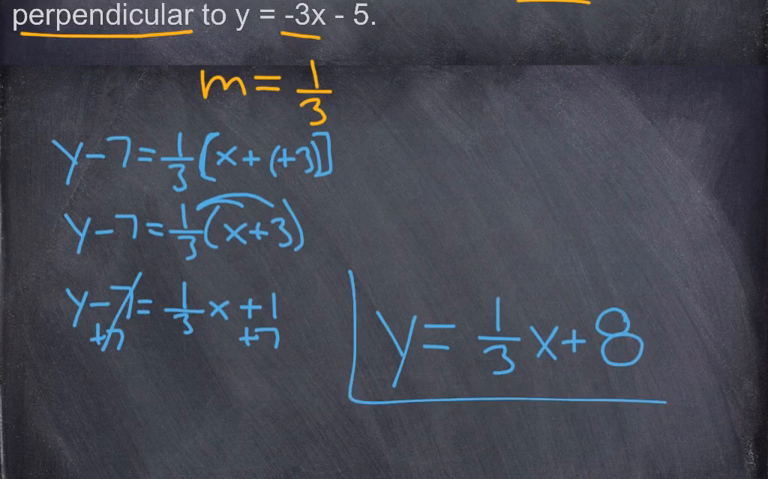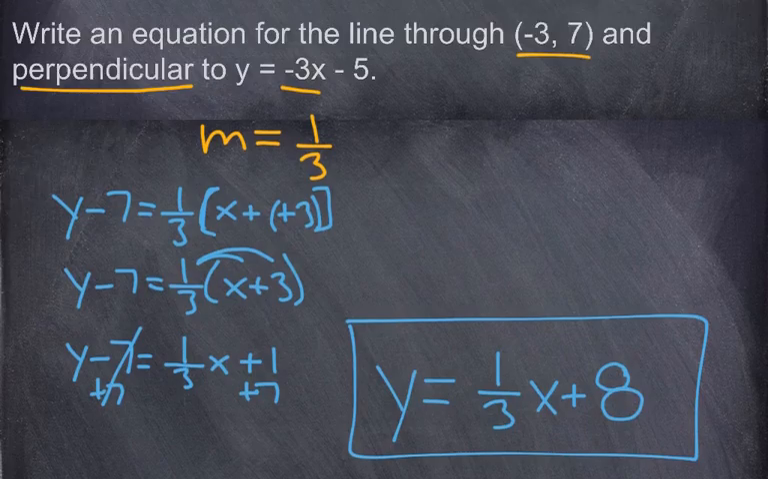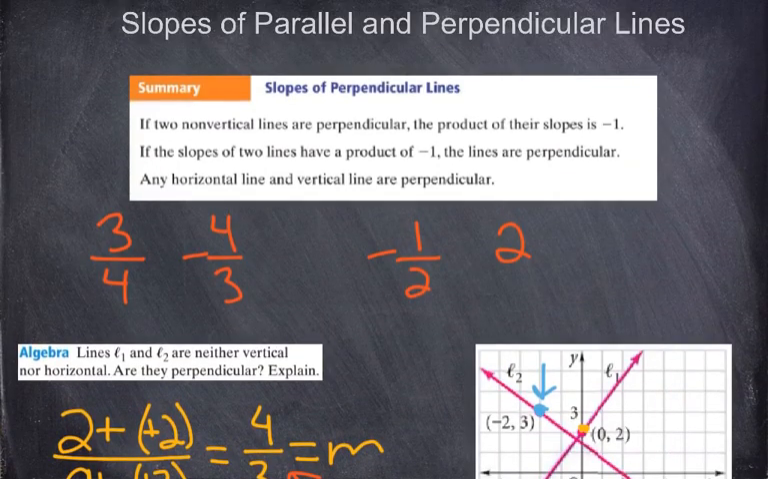And this line here is perpendicular to the line above, y equals negative 3x minus 5. And again, make sure your slopes are negative reciprocals of each other. And that's how we know if they're perpendicular. Okay? So this is parallel and perpendicular lines.